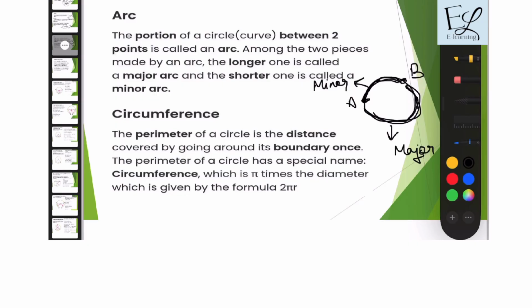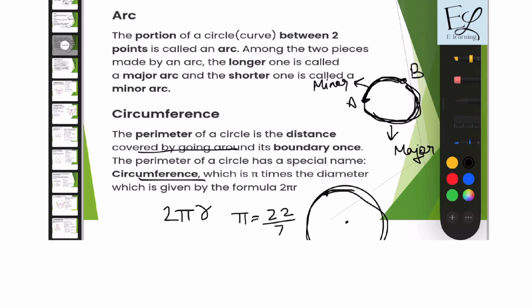Next is circumference. The perimeter of a circle is the distance covered by going around the boundary once. Look at this. Suppose I am starting from this point and the distance covered from this point to this point is the perimeter, right? So it is also known as the circumference. How would you calculate the circumference of a circle? You have to apply the formula, that is 2 pi r. The pi value is fixed, 22/7. The radius will be given to you.